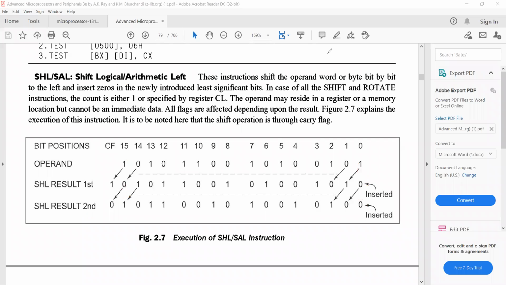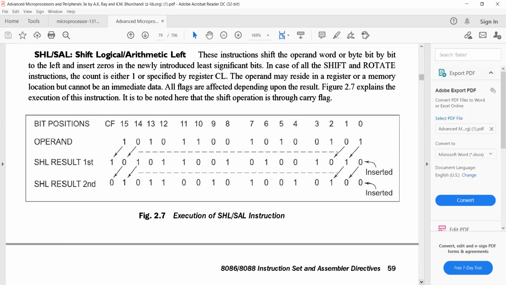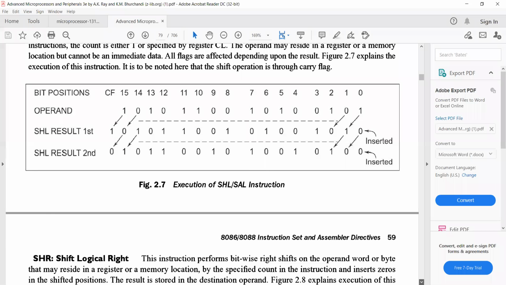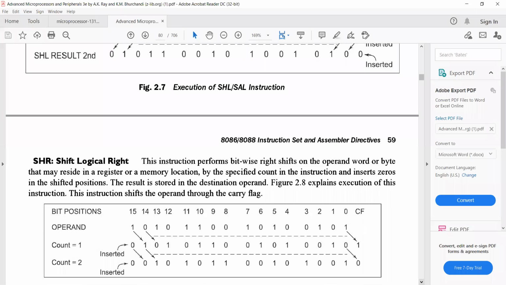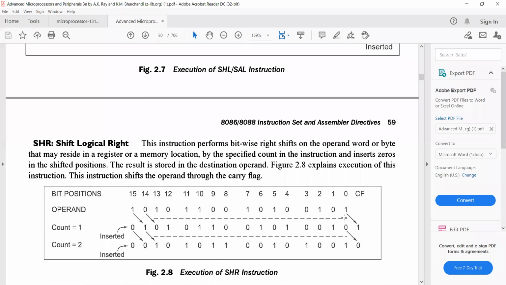Similarly, we will have the shift right operation. So what does the shift right do? It shifts all the bits towards the right side by one position. You can see here.